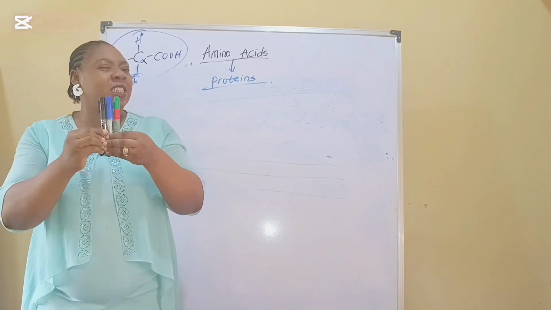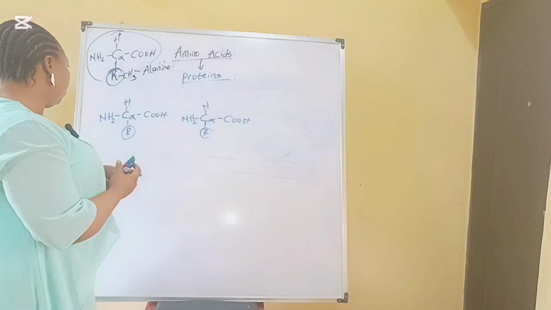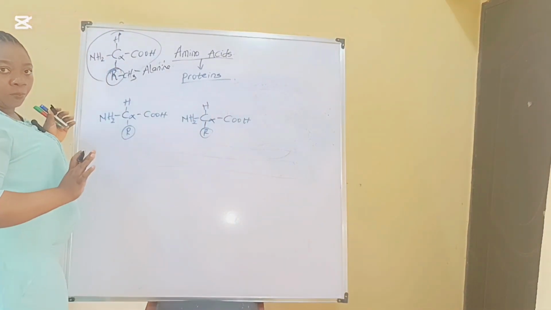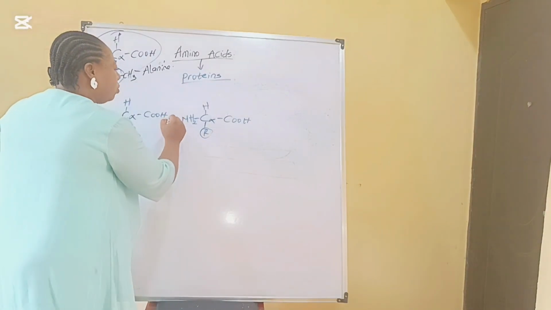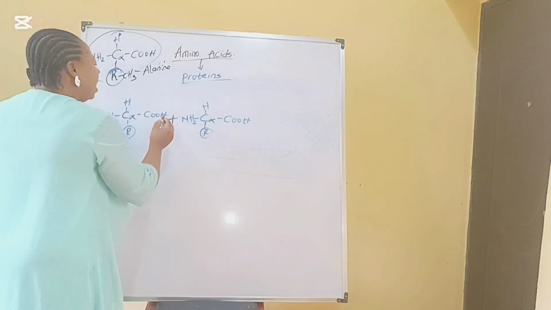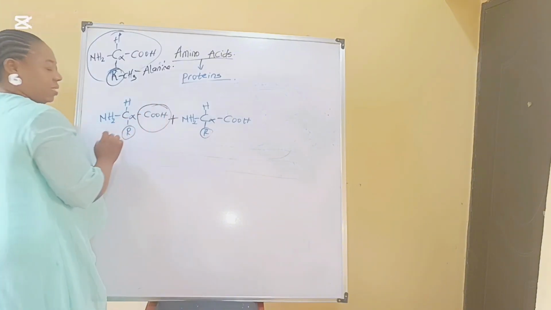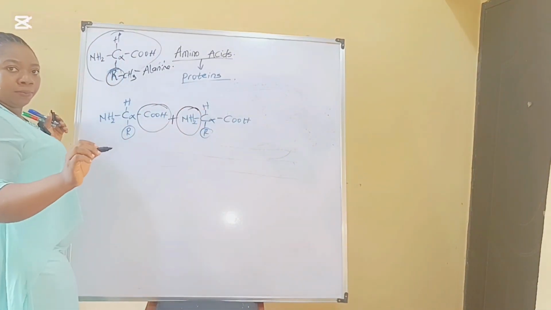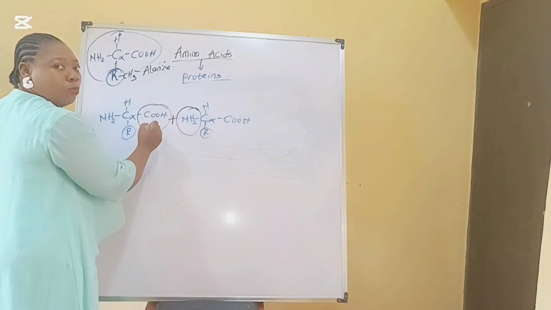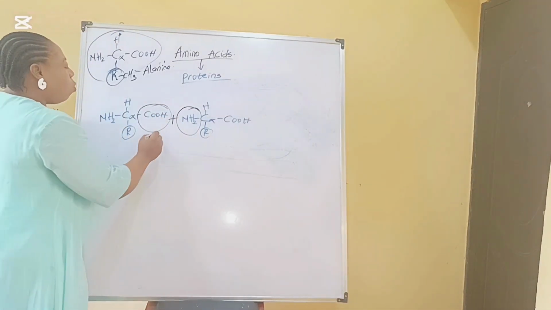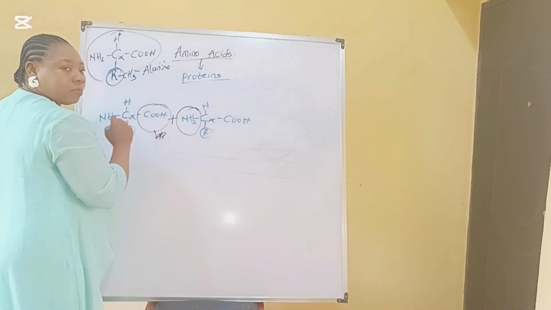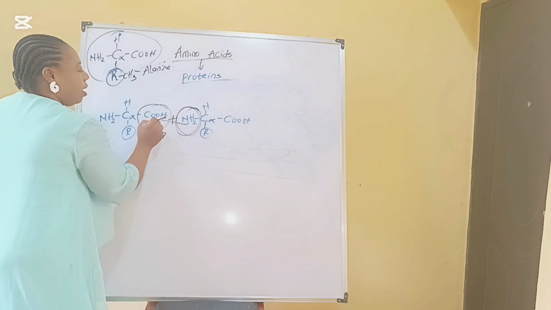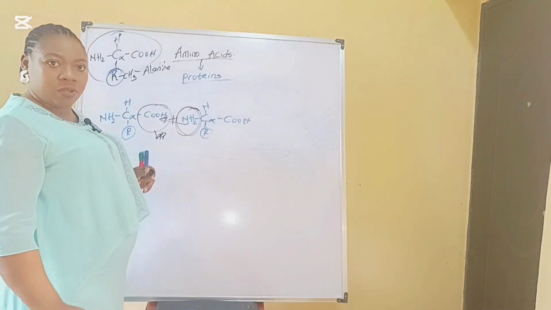Now, how do we get this particular peptide bond? Take for example, we have one amino acid here, and another amino acid here. We now want to join them together. The reaction will occur between the carboxyl group of one amino acid and the amino group of another amino acid. This particular carboxyl group will be activated by ATP. When ATP activates it, this amino group will now attack the activated carboxyl group.